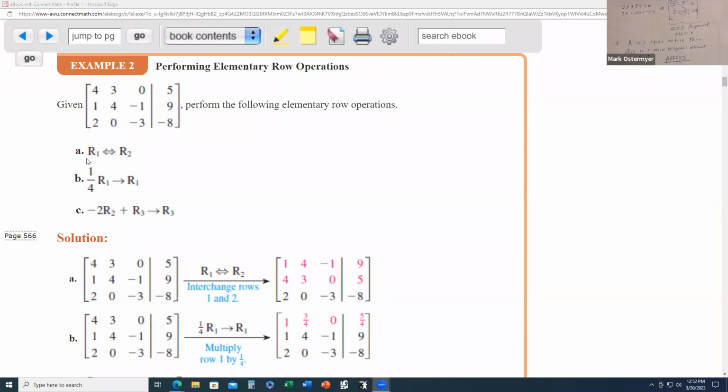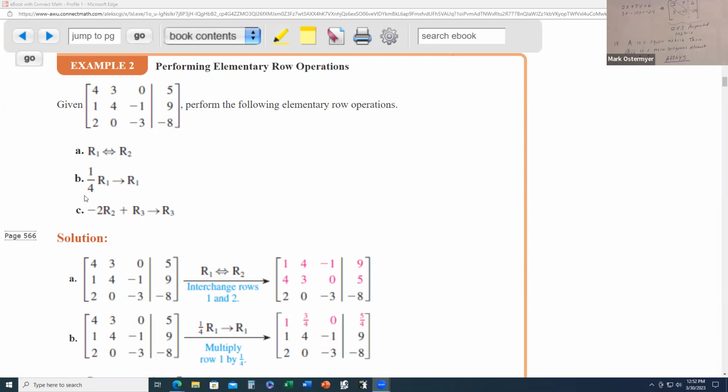What is this first elementary row operation having us do here in A? What is it saying to do here? To flip them? Yeah, we're going to flip what rows? Interchange what two rows? 1 and 2. So rows 1 and 2 get interchanged or flipped. And we have a new equivalent 3x4 matrix over here. That's pretty simple, isn't it? That's an easy elementary row operation to undertake.